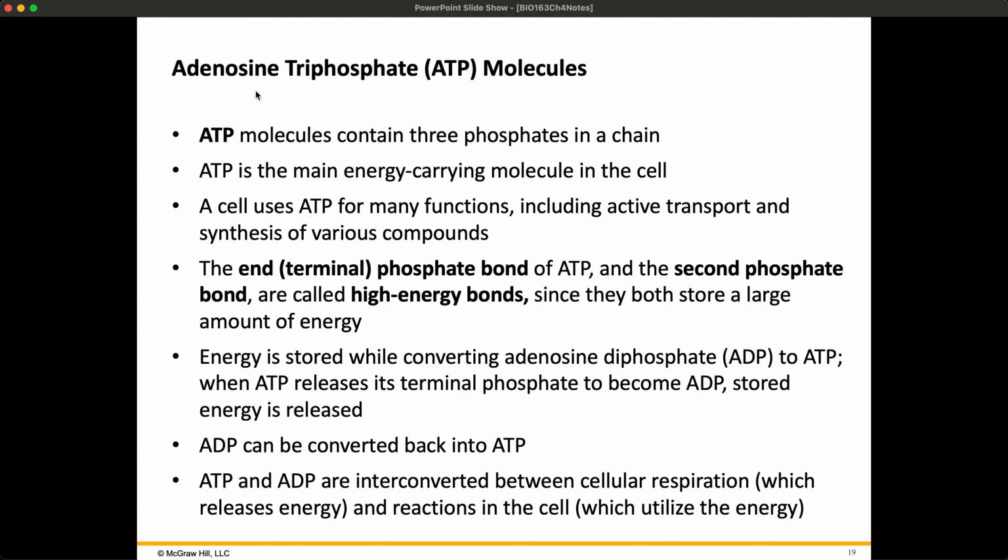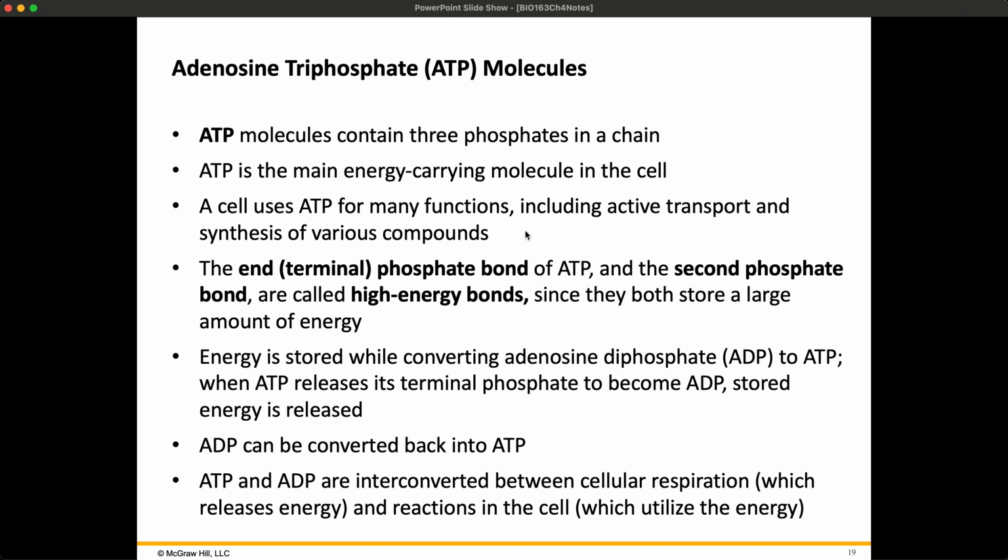Okay, so let's look a little bit more at ATP, our adenosine triphosphate. This is an adenine nucleotide that has these 3 phosphates. It's been modified to have these attached to it. There are 3 phosphates in a chain. It's the main energy carrying molecule in your cell.